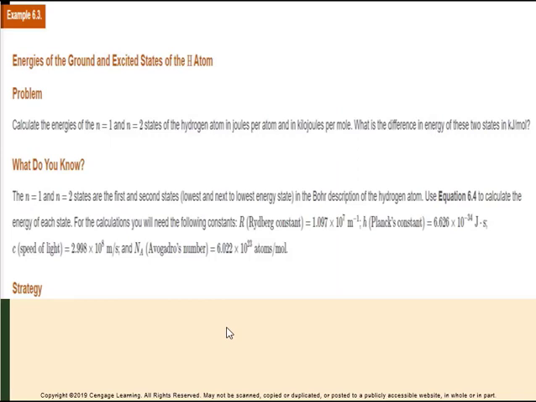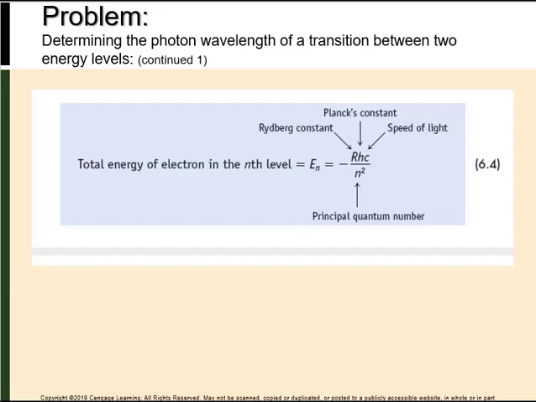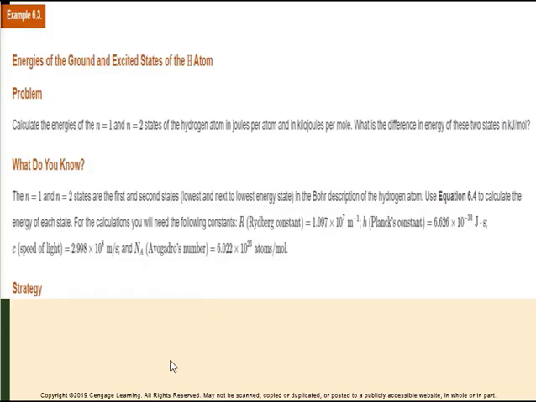So let's go back and think about that equation, E equals negative RHC, that we were looking at before we did those questions. Calculate the energies of n equals 1 and n equals 2 states of the hydrogen atom in joules per atom and in kilojoules per mole. What is the difference in energy of these two states in kilojoules per mole? n equals 1 and n equals 2 are the first and second states, the lowest and the next to the lowest energy state in the Bohr description of the hydrogen atom.